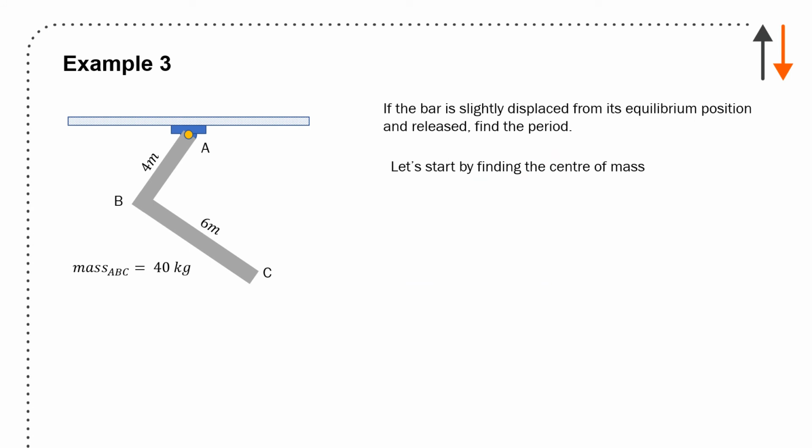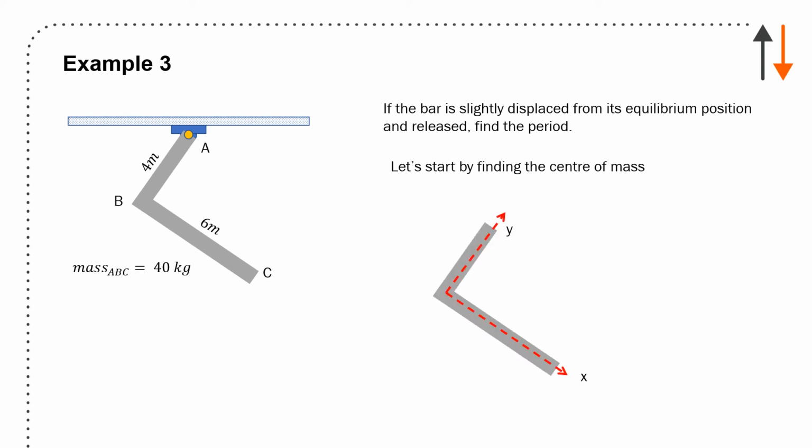Finally, a rigid body example. This is a case where I'm looking again at an L bar. You've looked at L bars before. I have it attached to the ceiling and it's pinned at point A. The bar is 4 meters from A to B and 6 meters from B to C. The mass of the link is 40 kilograms. And the bar is slightly displaced from its equilibrium, released, and you're asked to find the period.